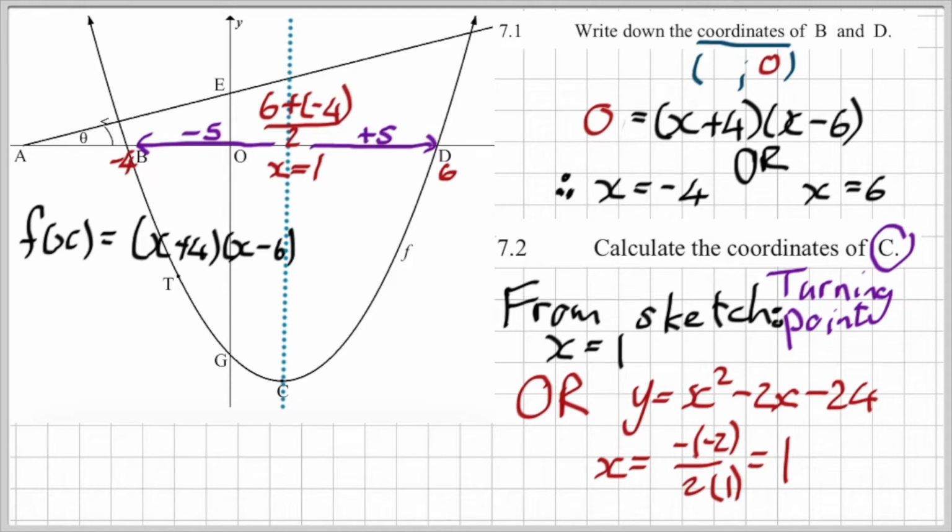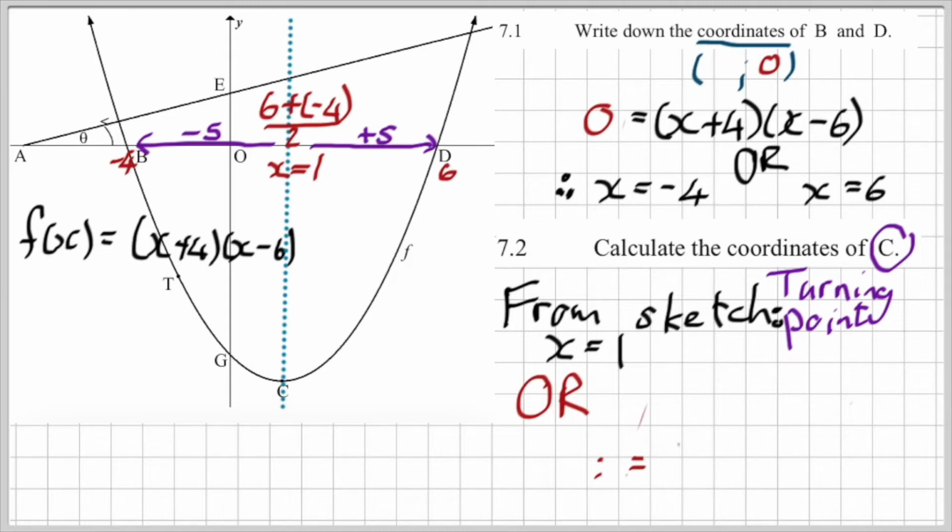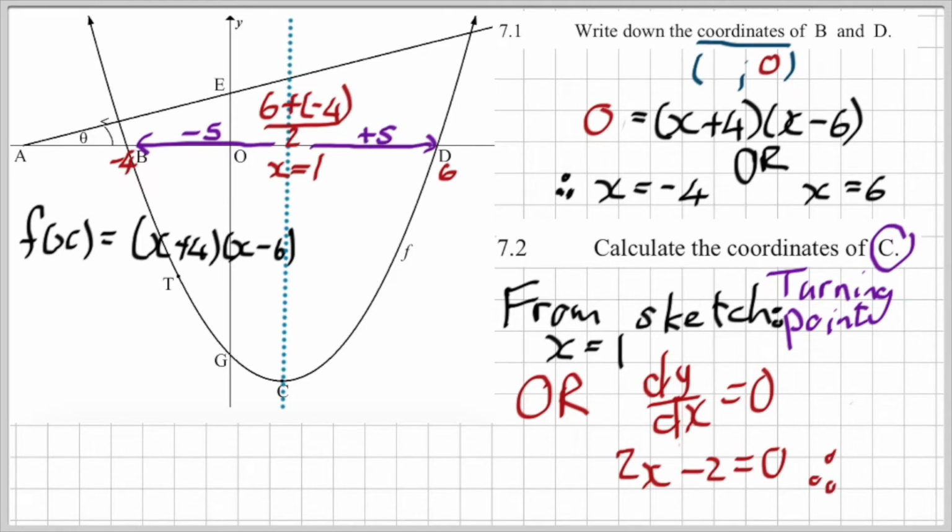But isn't there another alternative? Yes, there is, a very, very important one. Let me erase here. A very important one for me to use. Which one is that? dy over dx equal to 0. And this therefore tells me that 2x minus 2 must be 0, and therefore x is equal to 1. But that's exactly what I got from the sketch.